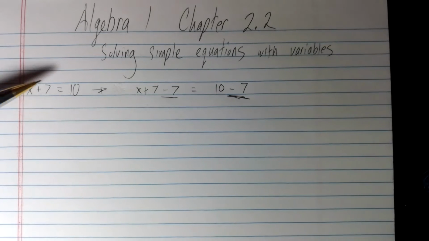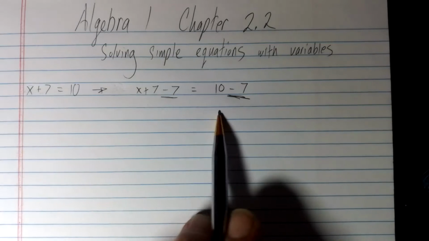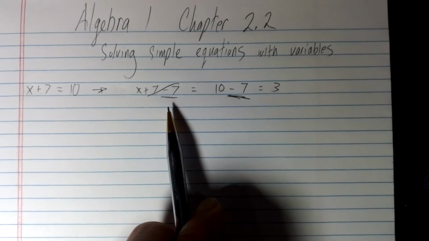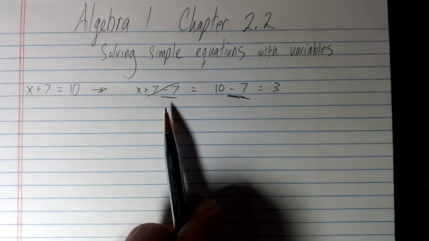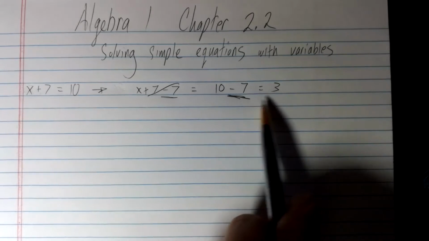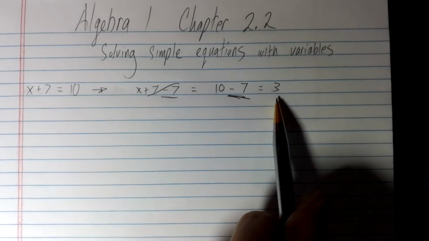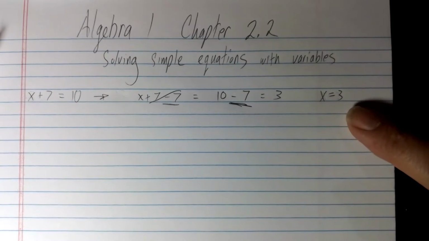But whatever I do over here, I have to do over here. So I also have to minus a 7 here. And visually, that's exactly what I've done. My 7's cancel out to 0. And that leaves me with x equaling 10 minus 7, which is 3. And as we had guessed before, x equals 3.